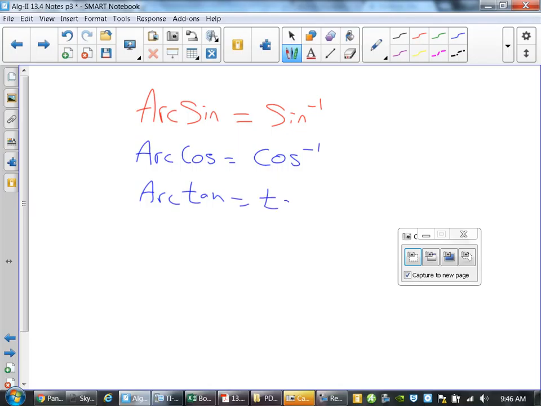It's still 13.4. I'm doing a little extra piece with this stuff here. So they can write it out different ways. It's just another way that you're going to see it written. So if you see arc cosine, it just means what angle has a cosine of that. It means the same thing. It means you can do stuff like this.